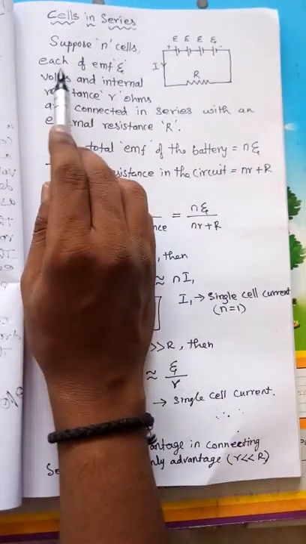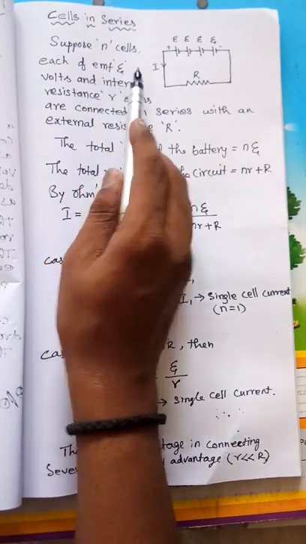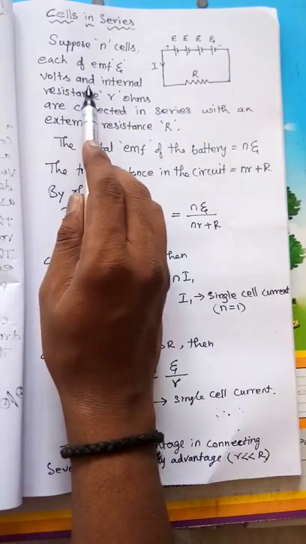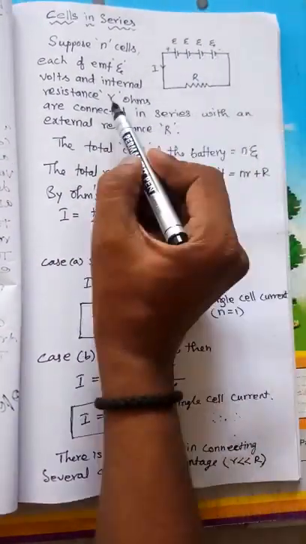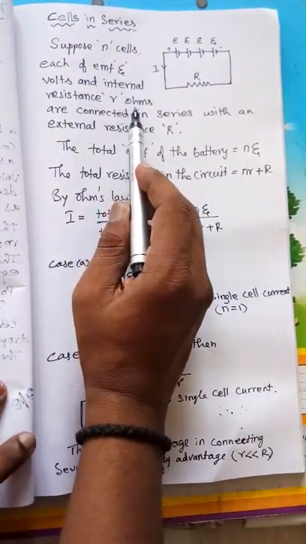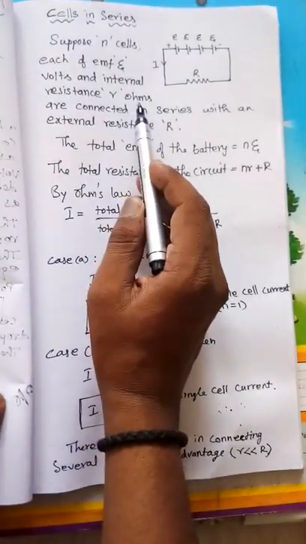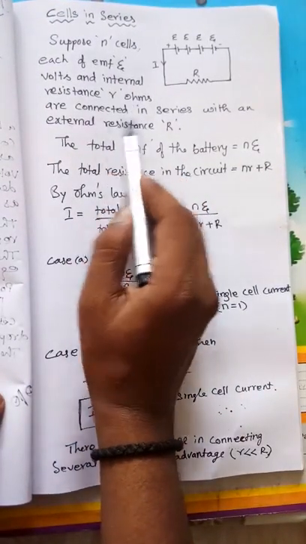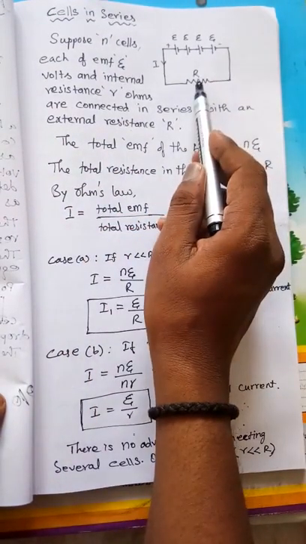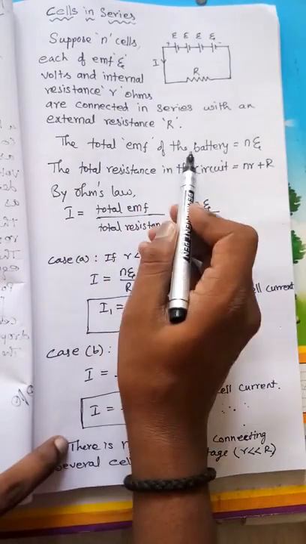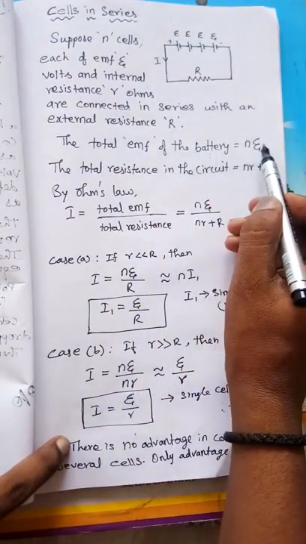N cells are connected, each of EMF E volts and internal resistance small r. The unit is ohm. They are connected in series with an external resistance capital R. Now the total EMF of the battery is N into EMF.